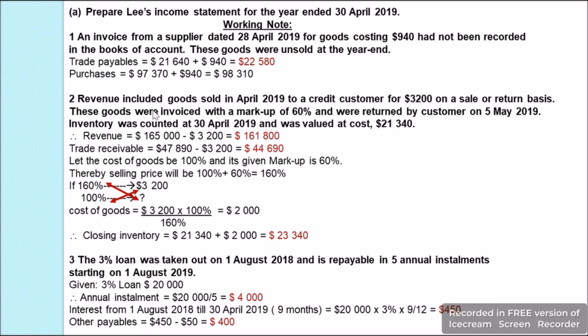$44,690. Furthermore, these goods were invoiced with a markup of 60% and were returned by the customer on 5th May 2019.